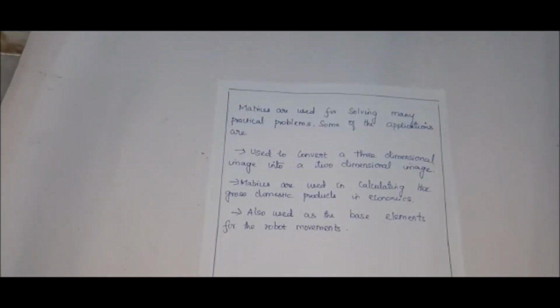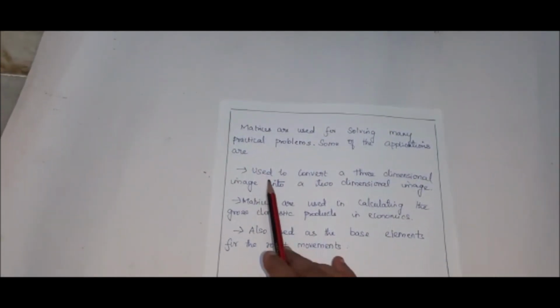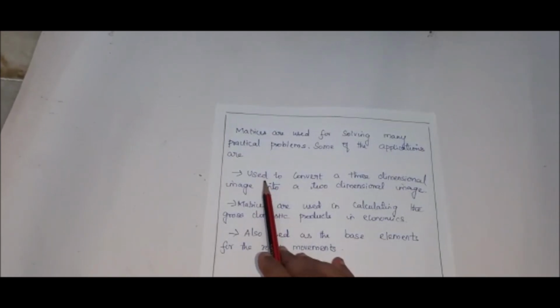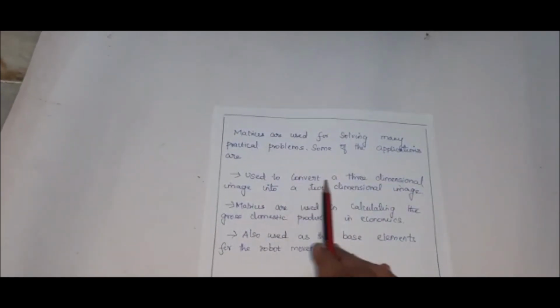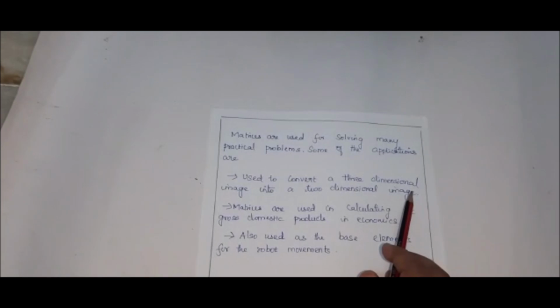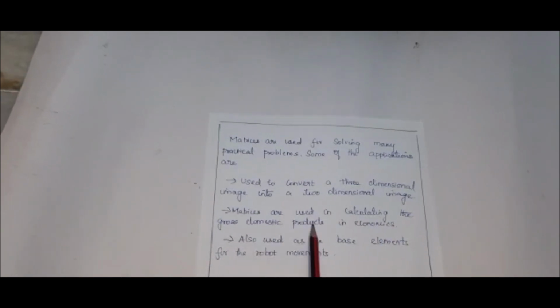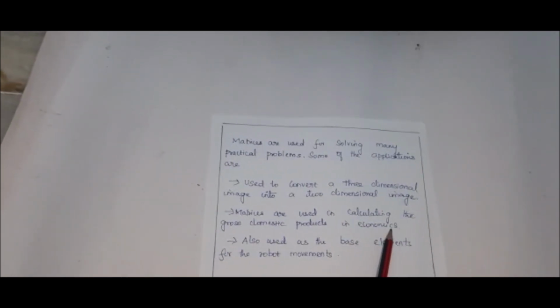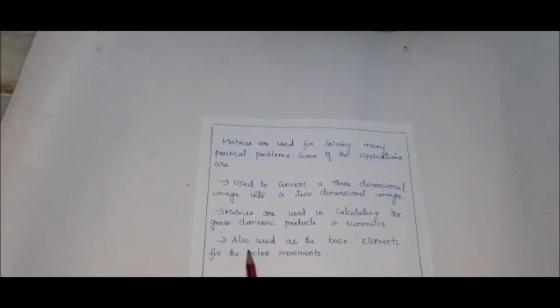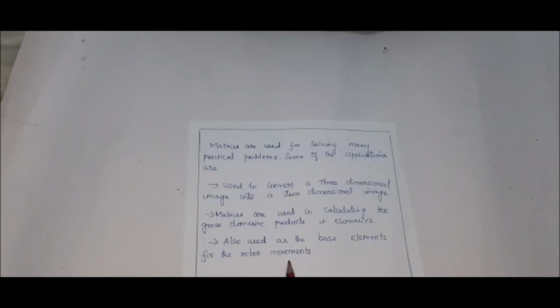Matrices are used for solving many real-time problems. Some of the applications of matrices are in image processing techniques. Matrices are used to convert a three-dimensional image into a two-dimensional image for research purposes. Matrices are also used in calculating gross domestic product in economics. In robotic automation, matrices help as a base element for all robot movements. Not only in these areas, matrices are used in many real-time applications.